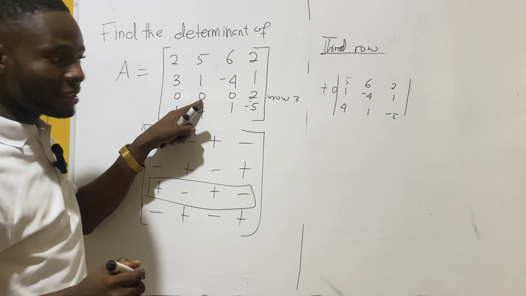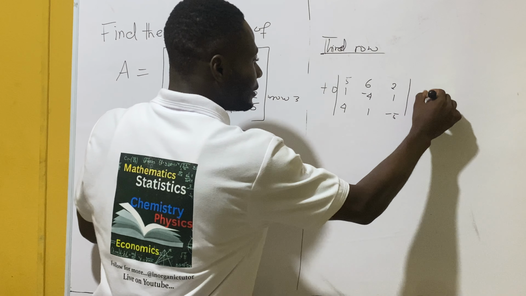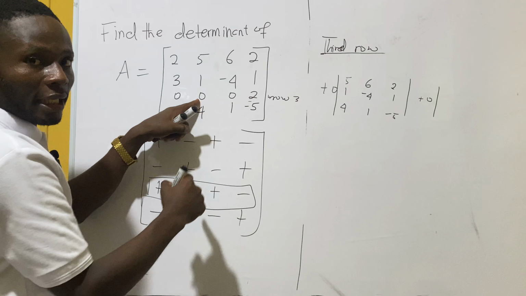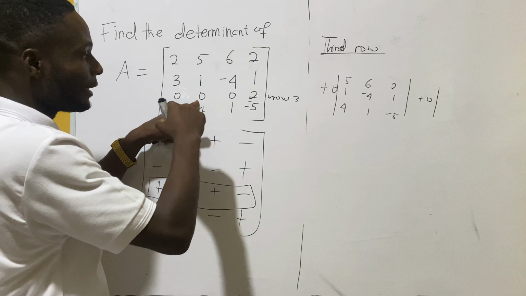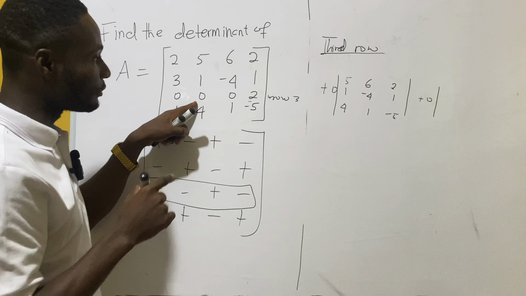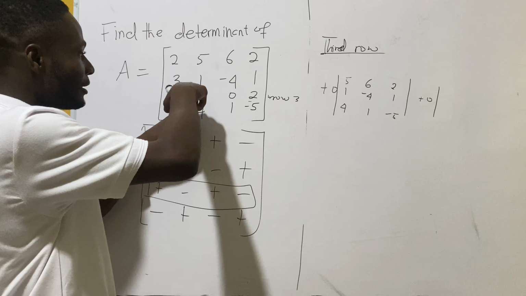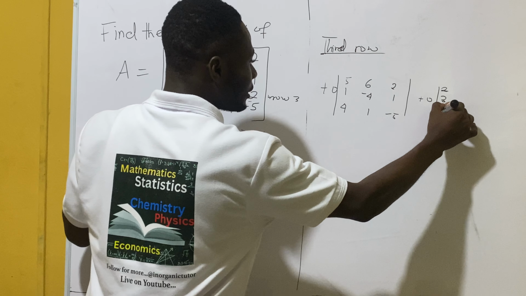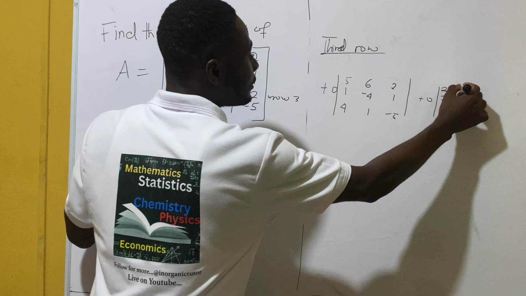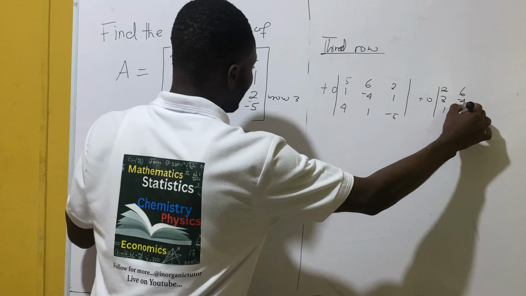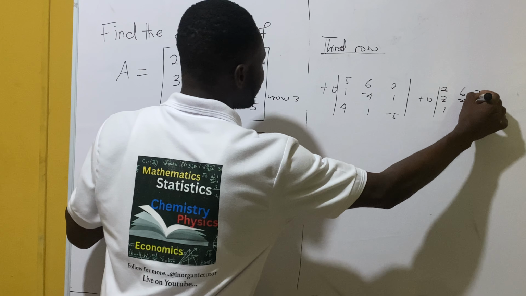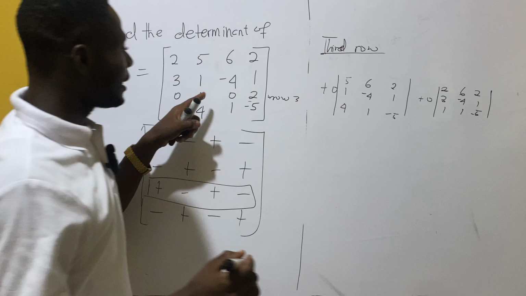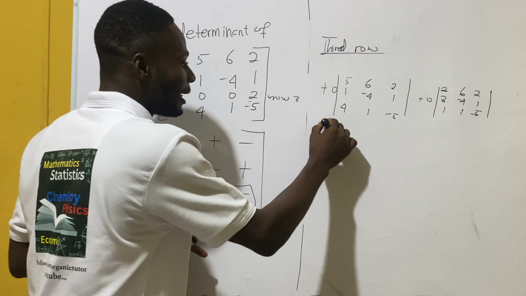Then you come to this plus 0. When you stand on this, any element on that row and any element on that column, you avoid them. So you consider this, and that. You're going to have 2, 3, 1, and then 6, 4, 1, and also 2, 1, and 5.